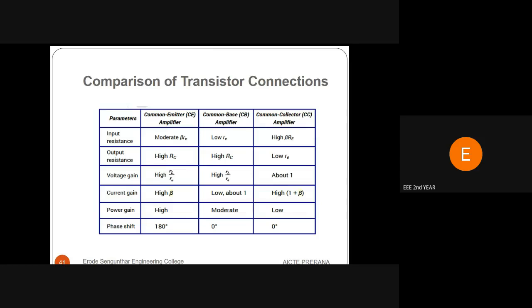The next parameter is phase shift. The phase shift angle between input and output of common emitter configuration is 180 degree, common base configuration is 0 degree, common collector configuration is also 0 degree. There is no phase shift between input and output.